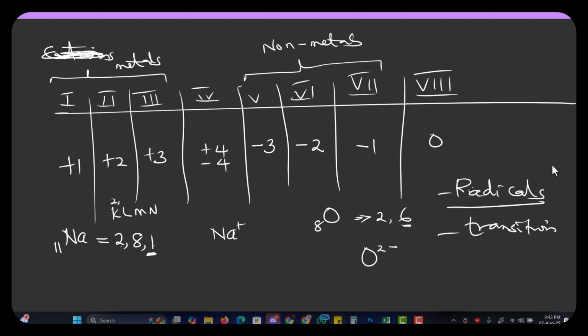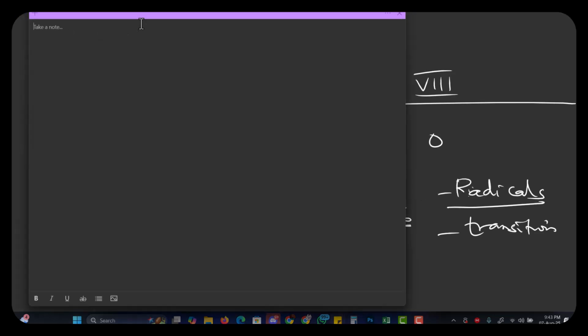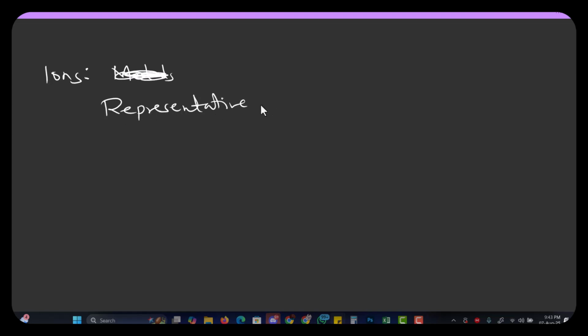Before I continue, the ions that we have, if you want to get an ion, it's represented in 4 ways. Let me mention that now. Generally, the ions we are talking about are categorized in 4 ways. One, from the metals. Let me start with what we call the representative metals. Ions that we have are gotten from the representative metals.